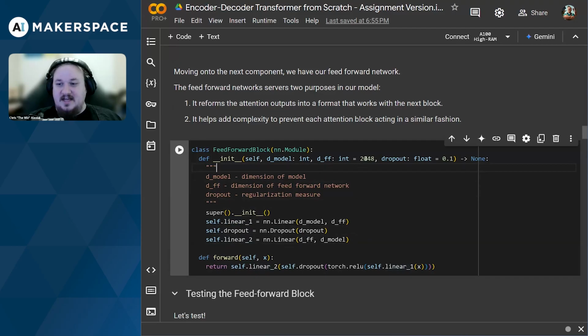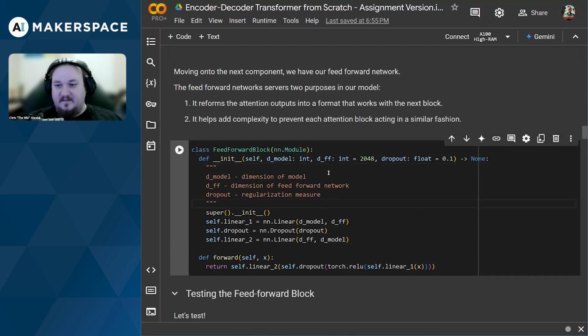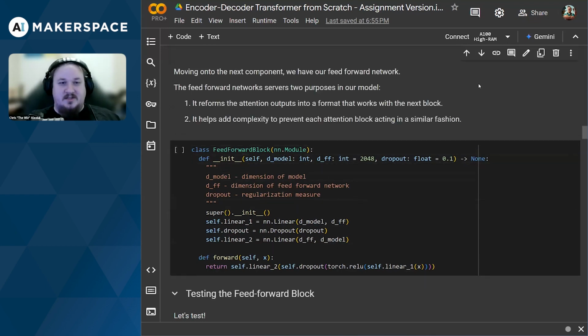You'll also notice that DFF is 2048. And if you remember from the top of the notebook, our D model is going to be 512. So what this is going to do is basically blow up our representation and then shrink it back down. That's all that's happening here.